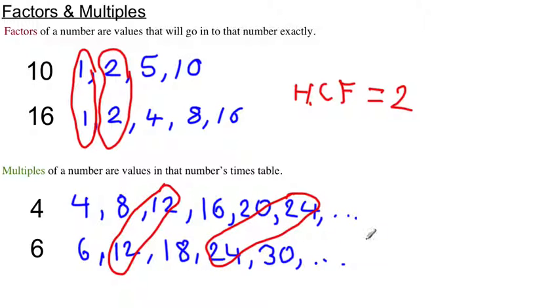Now this can bring us on to the least common multiple. So the least common multiple of these two numbers is a 12 because that is the smallest one that they share. So the least common multiple of 4 and 6 is 12.